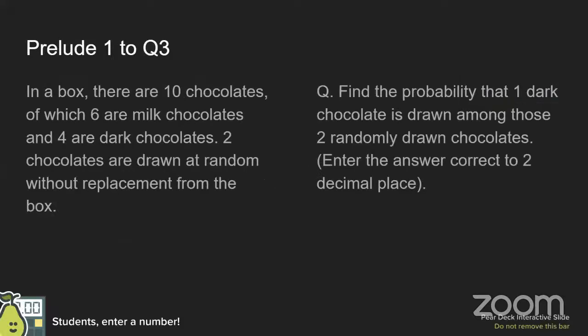Yeah, so the next question, we have prelude 1 to question 3. In a box, there are 10 chocolates, of which 6 are milk chocolates and 4 are dark chocolates. So 2 chocolates are drawn at random without replacement from the box. Find the probability that 1 dark chocolate is drawn among those 2 randomly drawn chocolates.